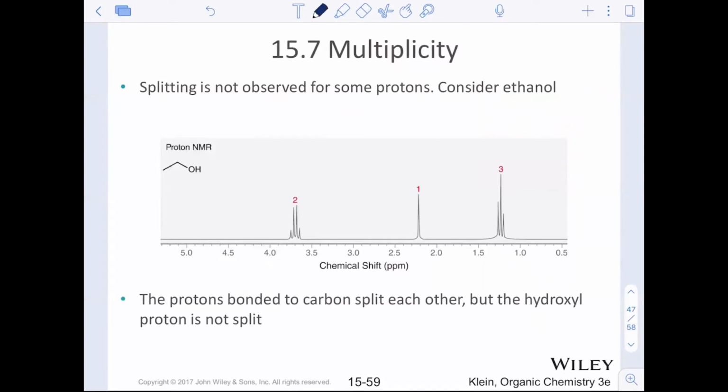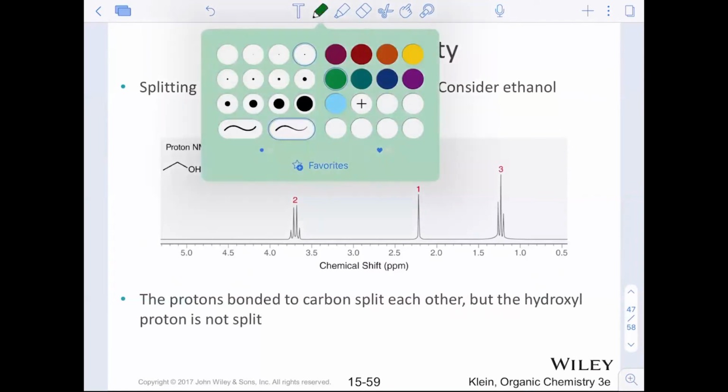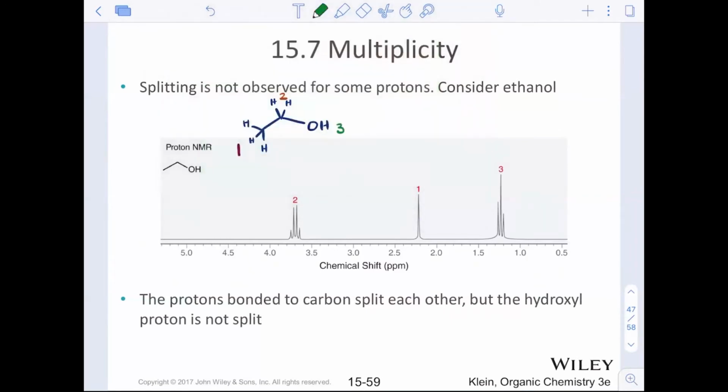Let's observe some splitting for ethanol. All right. So again, let's label how many hydrogens we expect. I'm going to make this a little bit bigger. Put in our hydrogens. We should expect to see 3 sets of signals. 1, 2, 3. Now, the OH proton, that's what I want to talk about first.